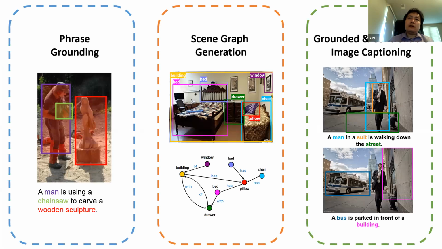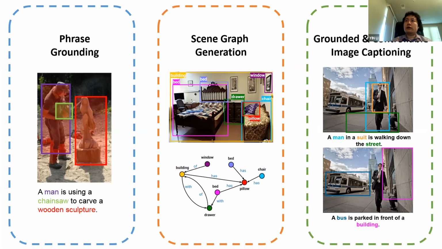So in today's talk, I'm going to describe 3 of our works, learning from these paired image and text data. To begin with, I'll talk about some of our early work, learning to localize phrases from image text pairs.